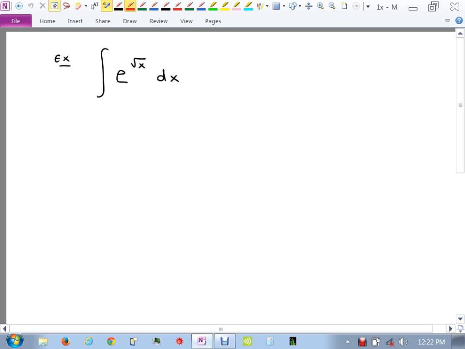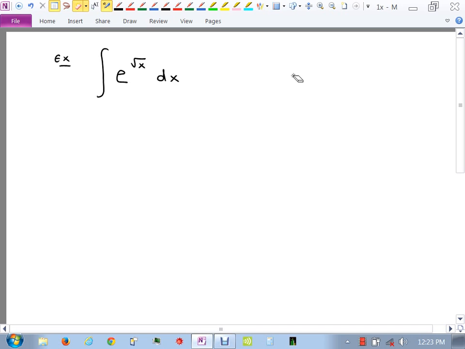What else could you try for substitution? For basic substitution or for integration by parts? See, if you ever just let u be x, then du is dx. Then when you rewrite the problem, it's e to the square root of u du. And it's exactly the same problem in terms of u. In integration by parts, okay, then that's maybe possible.